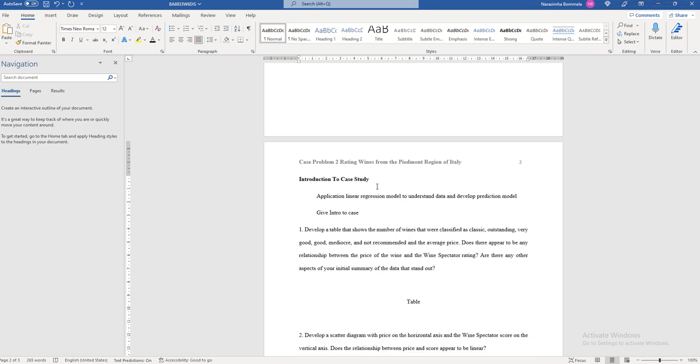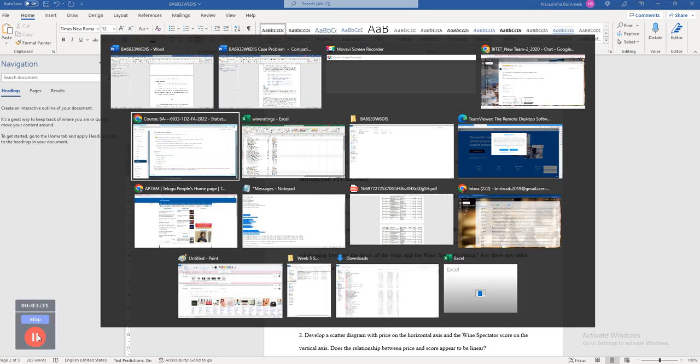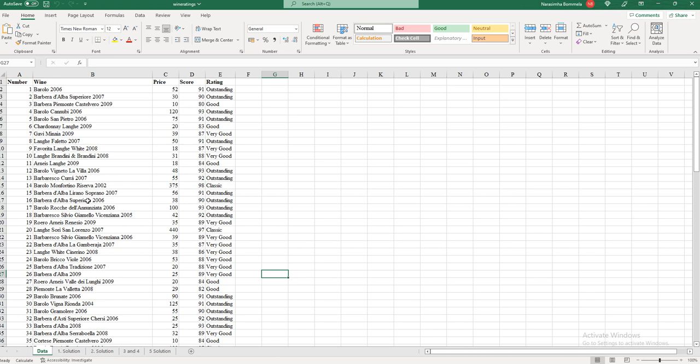Okay, so the next question is, considering the data that is given, we are supposed to identify the frequency of occurrences of different types of wine categories. For that I have prepared a solution. So this is the data. This is the serial number, the wine name, the price of the wine, the score related to the wine and the rating related to the wine.